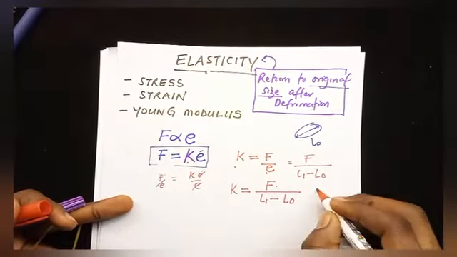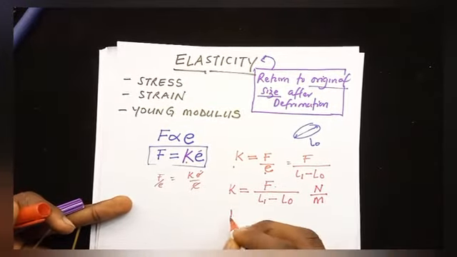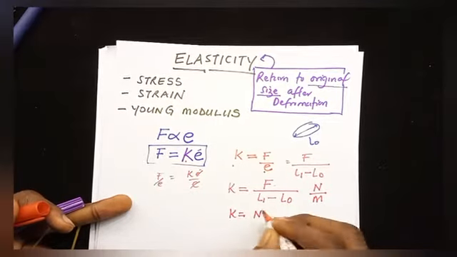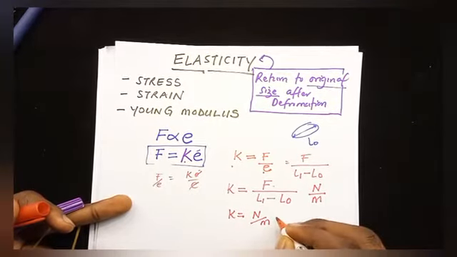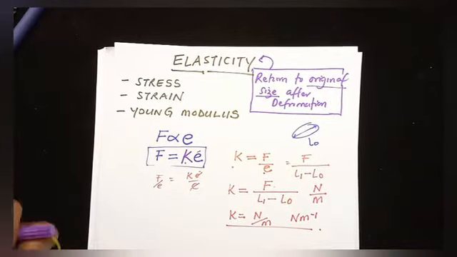Force we know is measured in what? Newtons. And length is measured in what? Meters. So the unit of K is Newton per meter. And this can be written as N/m. I need you to know this.